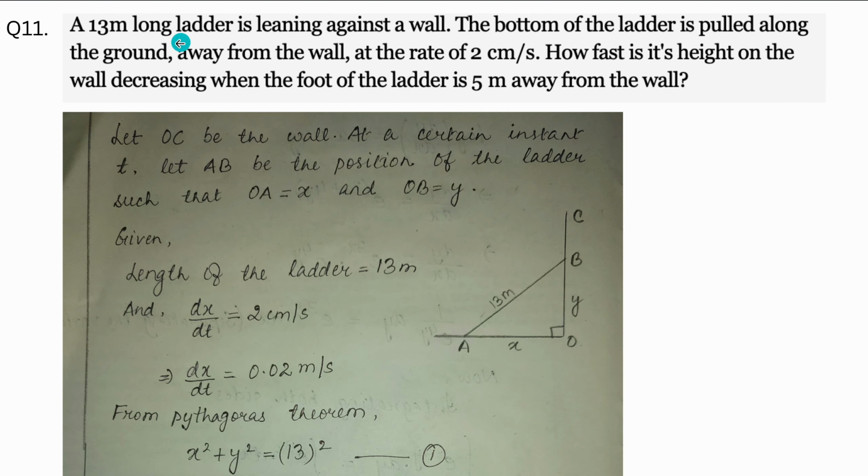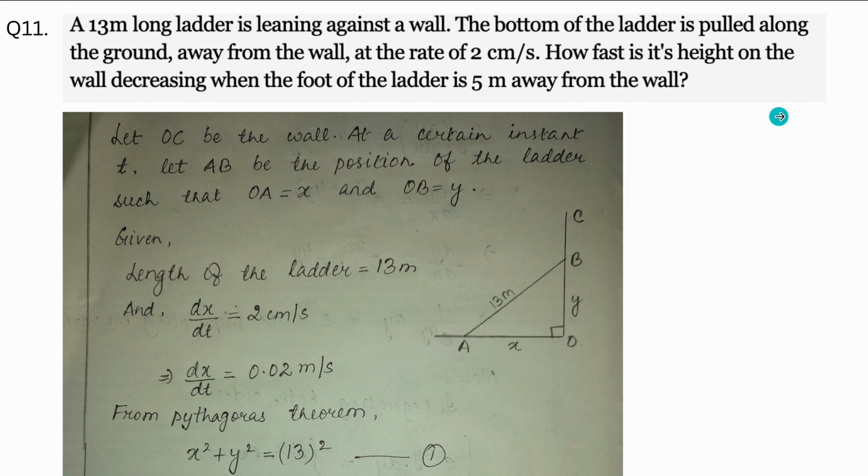Next question, this is a very important question. I'm in school as well, and it has been asked in all my school tests, and it is very important. So a 13 meter long ladder is leaning against a wall. The bottom of the ladder is pulled along the ground away from the wall at the rate of 2 centimeter per second. Now, how fast is its height on the wall decreasing when the foot of the ladder is 5 meter away from the wall?